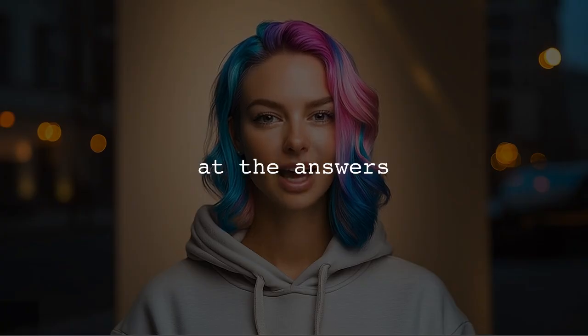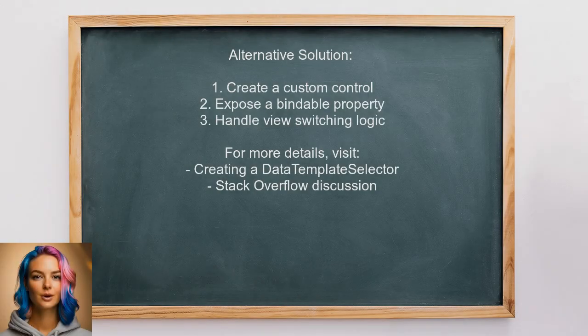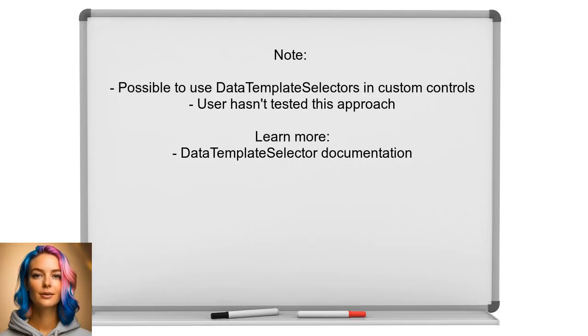Now let's look at the answers provided by other users. One alternative approach is to create a custom control that allows you to switch between two different views. You can expose a bindable property to trigger the view switch and manage the logic within the custom control itself. Although the user hasn't tried this method personally, they believe it should be possible to use data template selectors within custom controls as well.